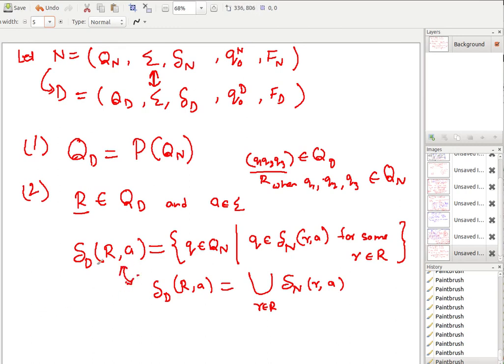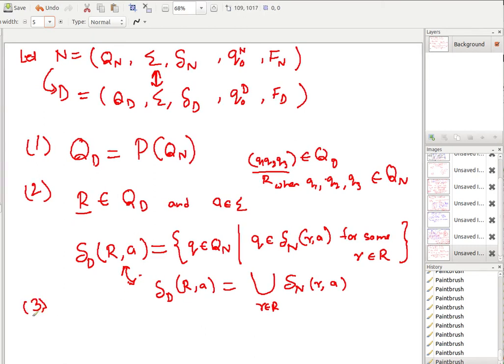Now this is to define all possible transitions. The third part is defining the start state. So what will be Q0D? It will be the singleton set containing Q0n. Out of all possible subsets, the subset containing only Q0n will become the start state of this DFA.